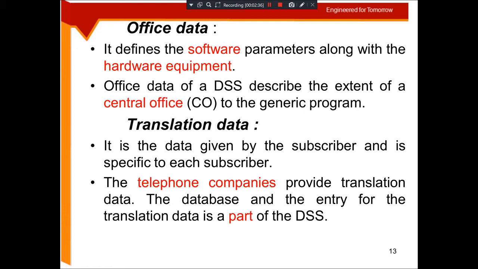Translation data. It is data given by the subscriber. It is specific to each subscriber because each subscriber is an individual. The data of translation will be different from subscriber to subscriber. The telephone company is going to provide the translation data, the database, and the entry for the translation data is a part of the digital switching system.